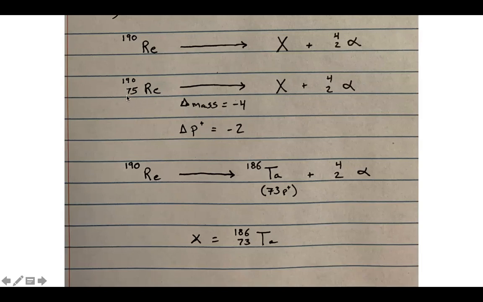Now if Re also has 75 protons, and 2 of those are going to be lost into my alpha particle, that means X has to have 2 fewer protons than 75, therefore it should have 73 protons, which is represented by Ta. And so X here is Ta 186. You can write the 73, but it's also not required because Ta by definition will always have 73 protons. So that was the first step.